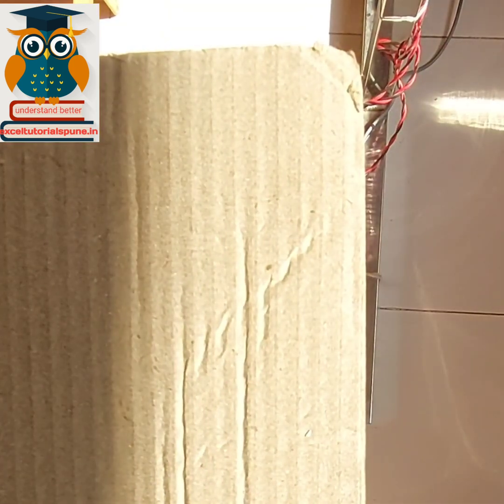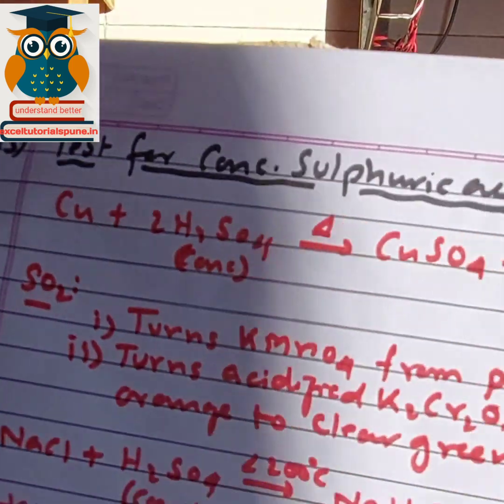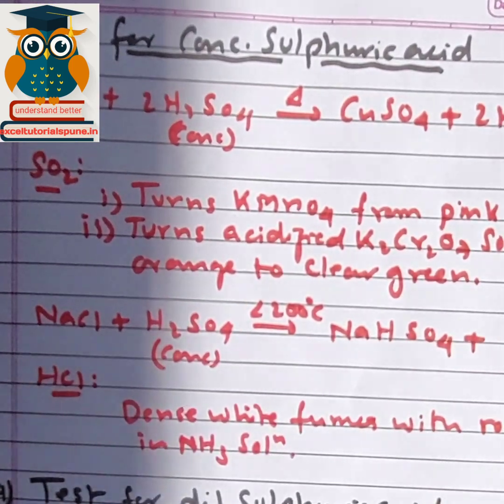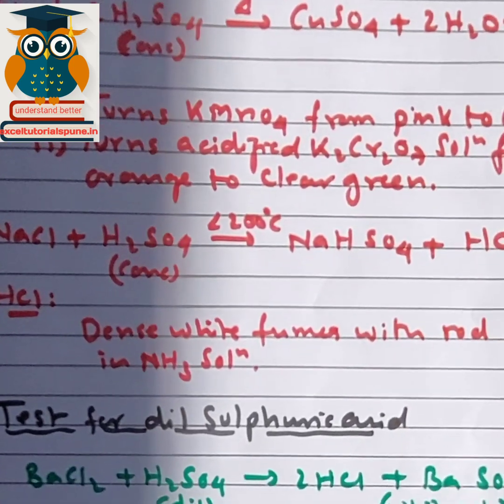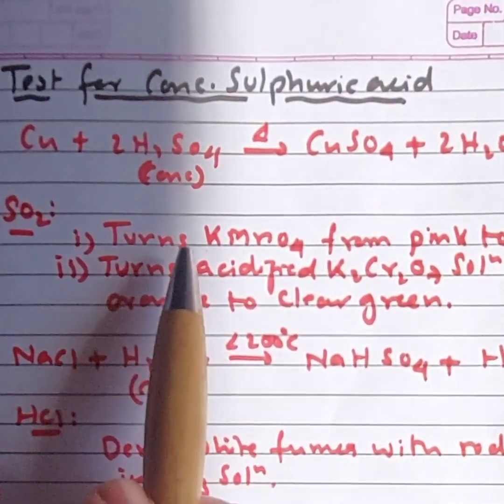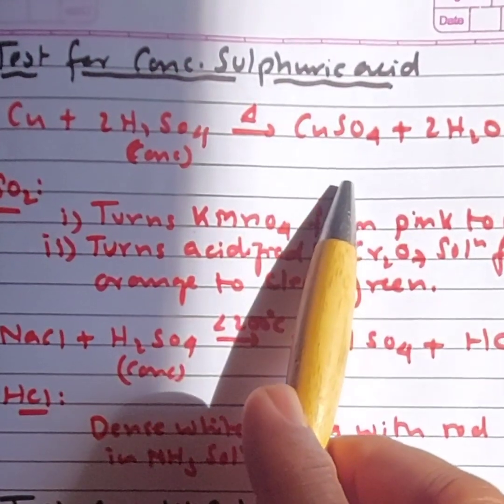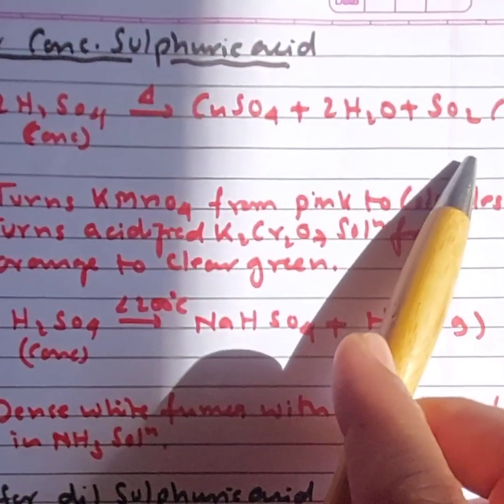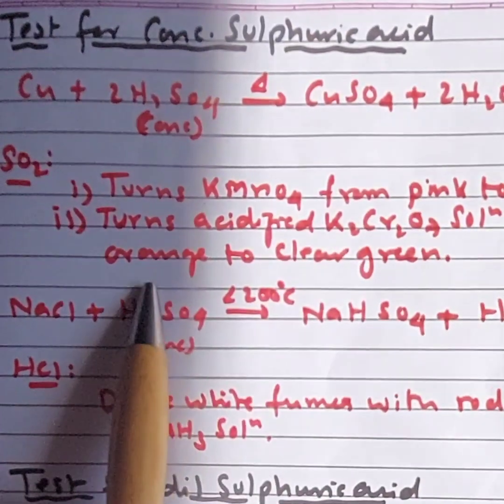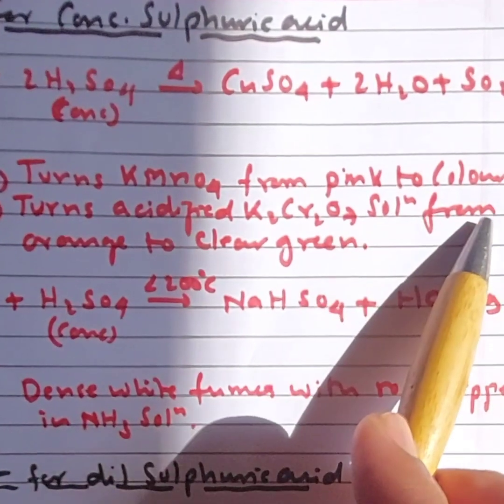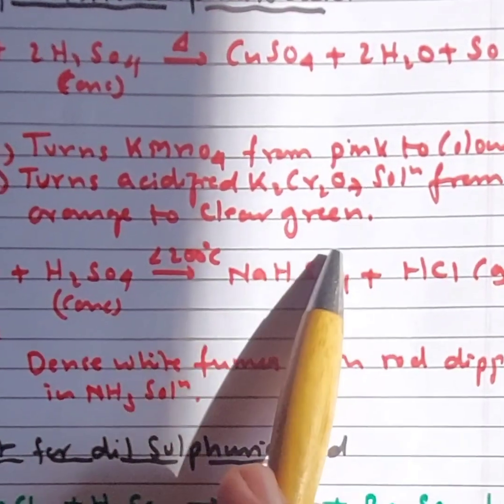Okay. Then the next thing is the test of sulfuric acid. Now there are two tests. One is for concentrated sulfuric acid, one is for dilute sulfuric acid. So test for concentrated sulfuric acid: copper with concentrated sulfuric acid gives you copper sulfate plus water plus sulfur dioxide, gaseous. And how do you identify this sulfur dioxide? It turns potassium permanganate from pink to colorless and turns acidified potassium dichromate solution from orange to green.